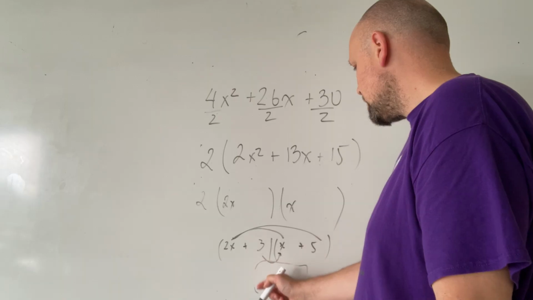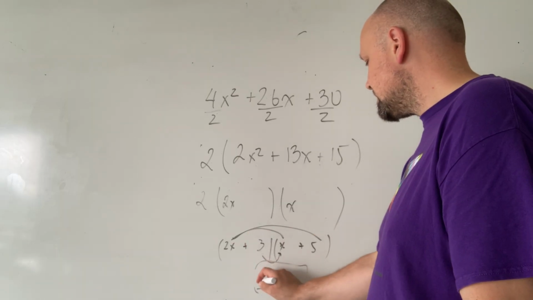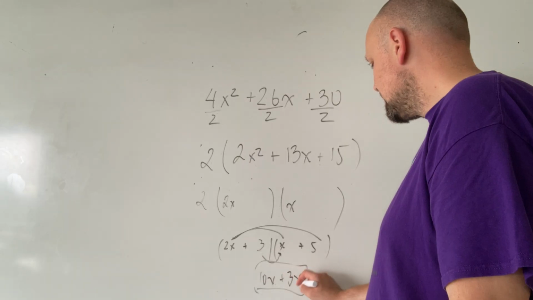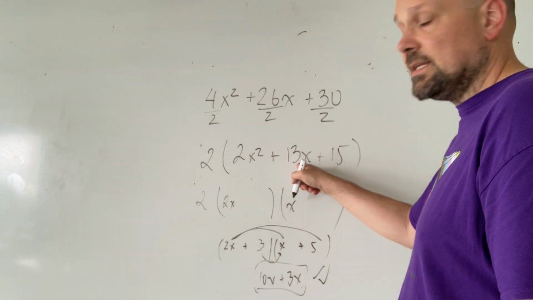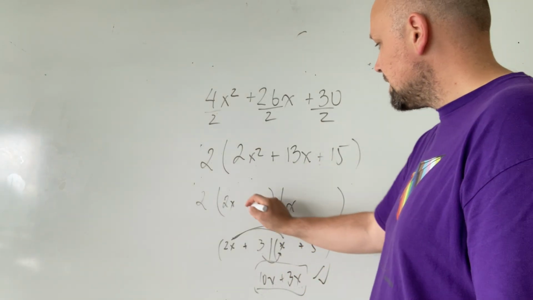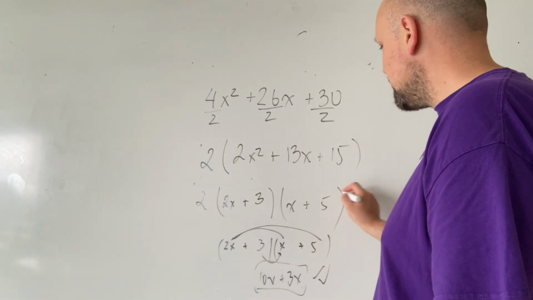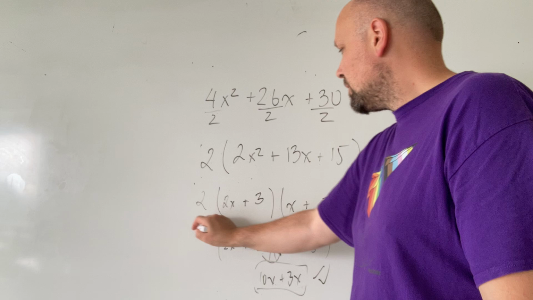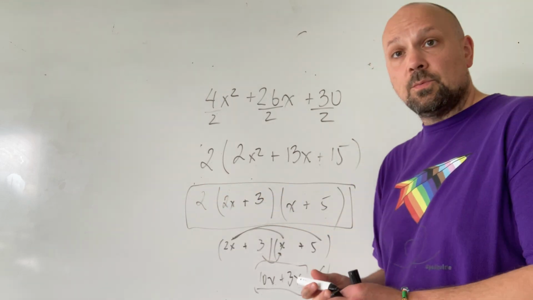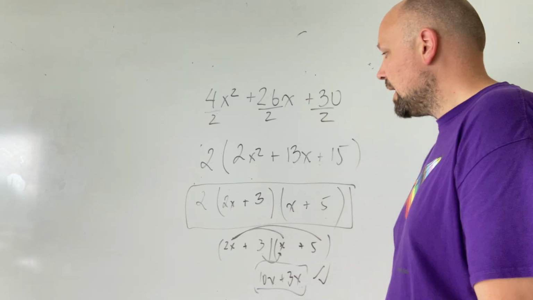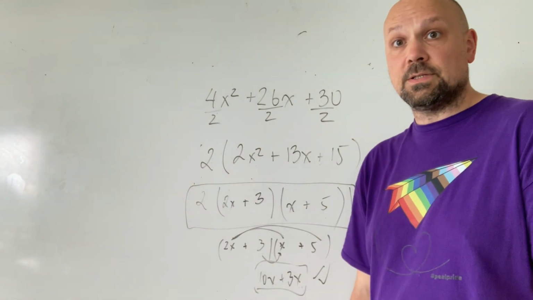What if it was 3 and 5 instead? So I'll switch the order. 2x times 5 is 10x, 3 times x is 3x. Yeah, ding, ding, ding, that's 13x, all right? So that means that this is 2x plus 3, and x plus 5. That's it. Okay? So whatever we do, we have to look for common factors first. Okay? And then we keep going using our other strategies. All right?